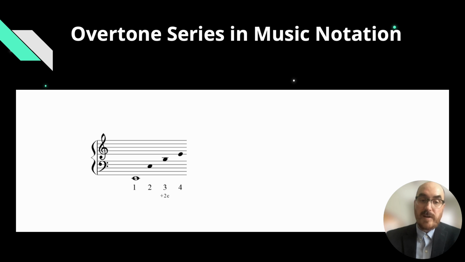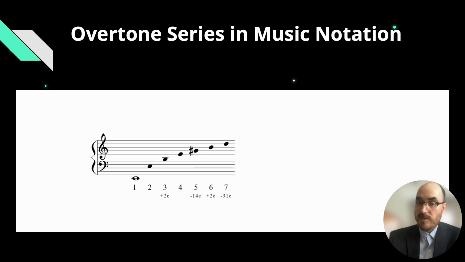overtone is an octave higher. The next overtone after that is a fifth higher than that, right? This E to B, and then the fourth overtone is a fourth higher than that. So you see each of these times we're going up, the interval is getting smaller: an octave, a fifth, a fourth, right? What do you think is going to come next?